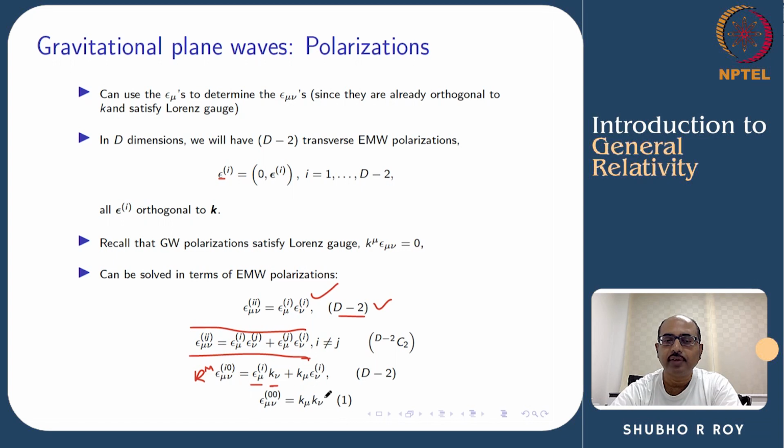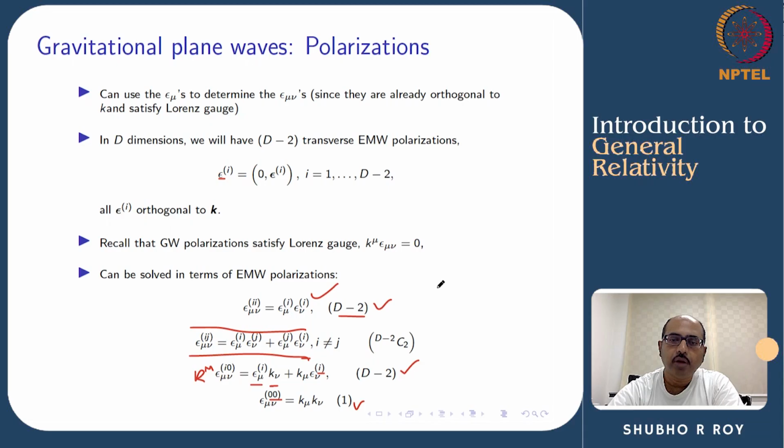And the last class, which I have called epsilon mu nu with the 0,0 label, is when you take just the outer product of two wave vectors, k mu, the outer product of the wave vector with itself. Again, you can see if you contract with k mu, because of the fact that k mu is a light-like vector, this will vanish. And the number of such polarizations is just one. We can only construct one polarization. For the third class, we will again have D-2, because there is this label I, and I can take D-2 independent, distinct values.